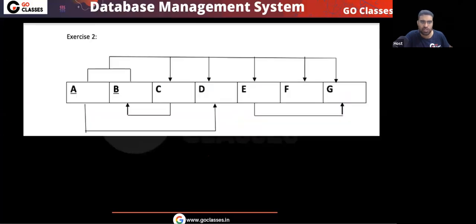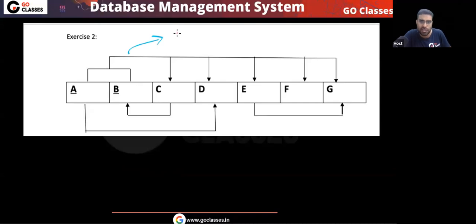Now tell me the answer for this one. What are the functional dependencies? In this, you find functional dependencies. How many functional dependencies are given in this diagram? Find functional dependencies. So tell me, what are the functional dependencies given by this diagram? So you can see this functional dependency. Tell me what is this functional dependency.